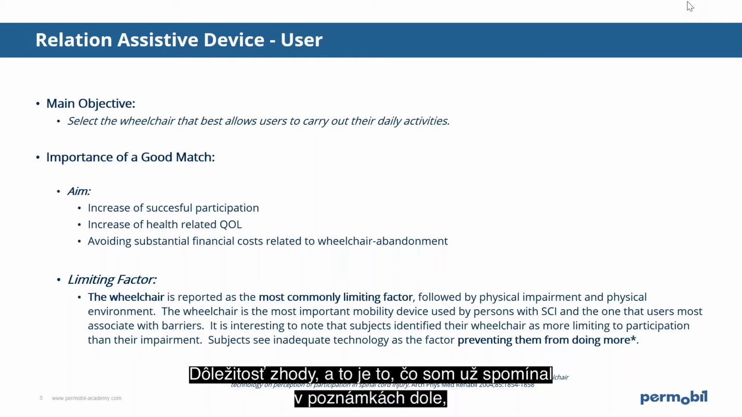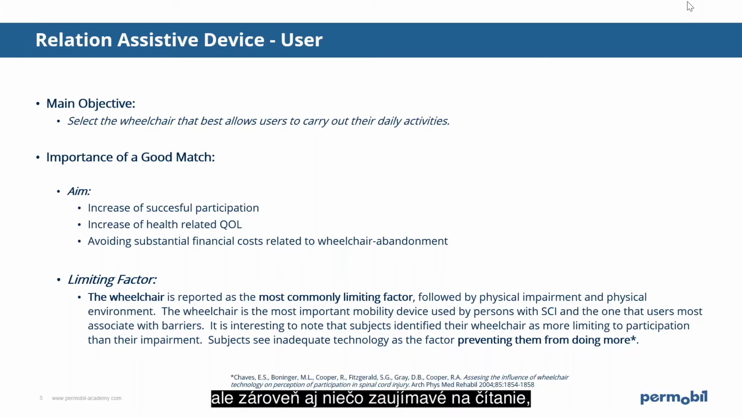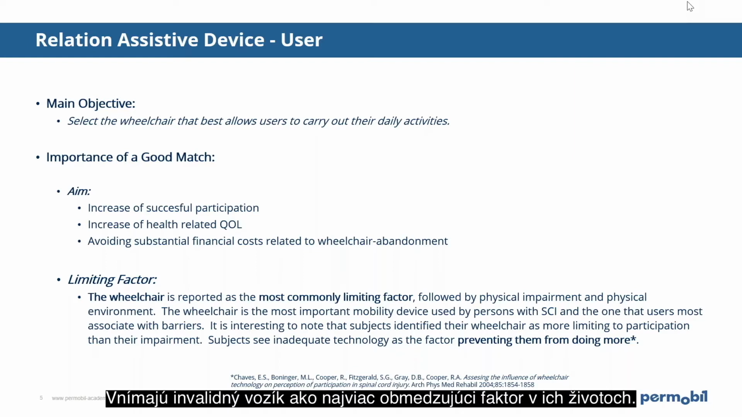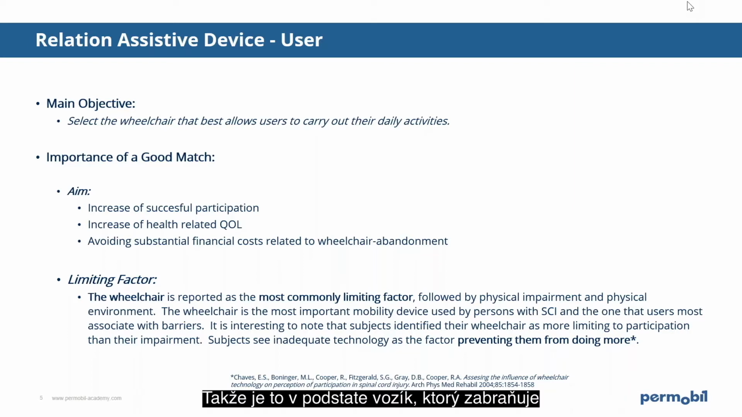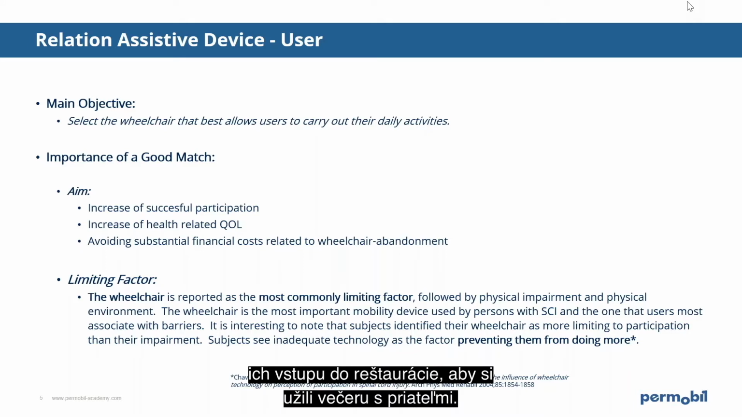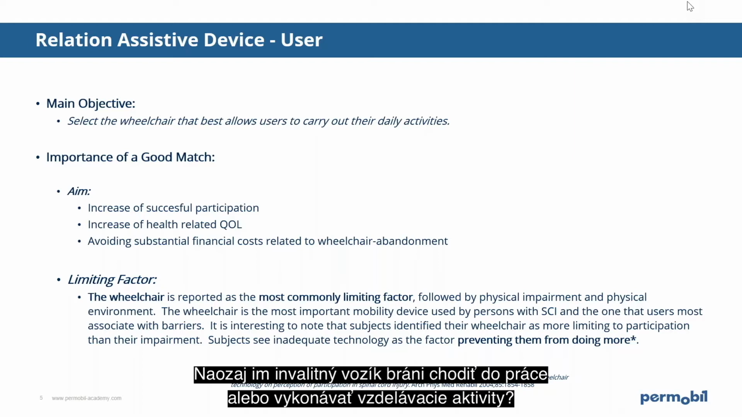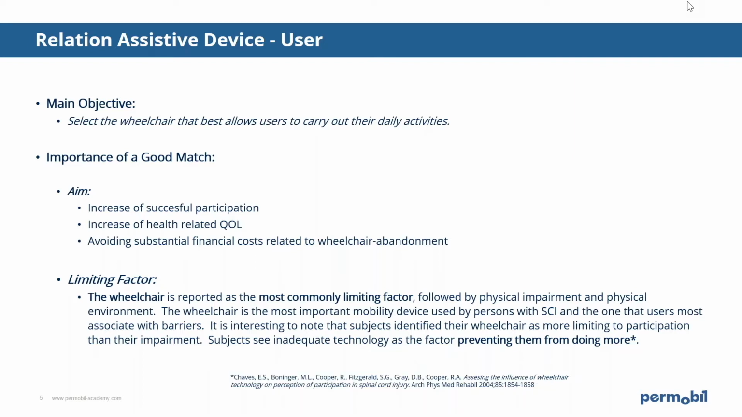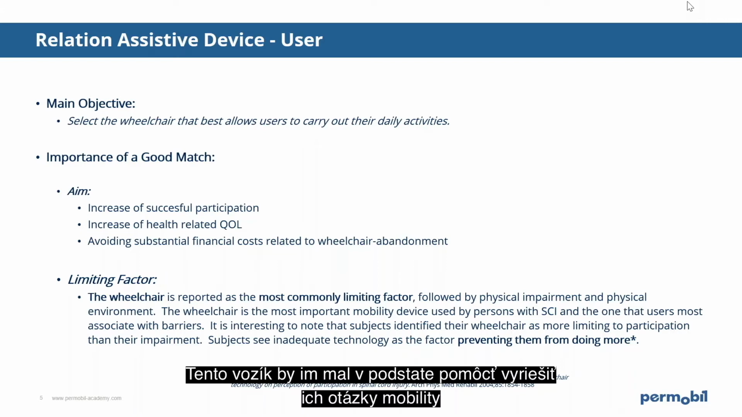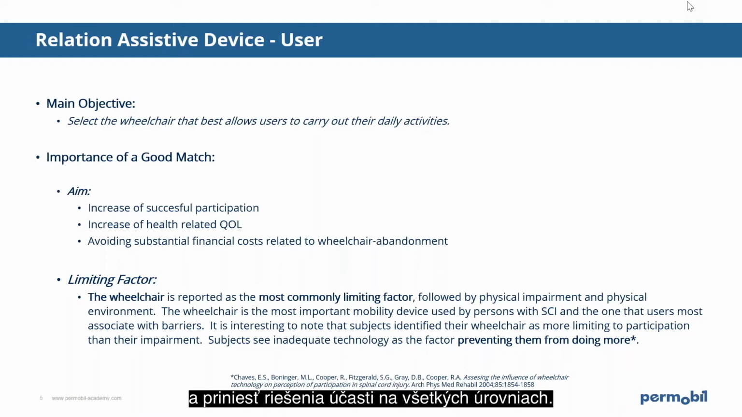And then the importance of a good match. I mentioned the reference of the literature below, but something very curious to read is that individuals with a disability don't perceive their disability as their most limiting factor. They don't perceive their environment as the most limiting factor. They do perceive the wheelchair as the most limiting factor in their life. So it's basically the wheelchair that prevents them from going into a restaurant to have dinner with friends. It's the wheelchair preventing them from going to work or executing educational activities. So this wheelchair, again, should solve their mobility questions and bring a solution to enable participation at all levels. So again, this is why it is so important to have a good match between the assistive device and the user.